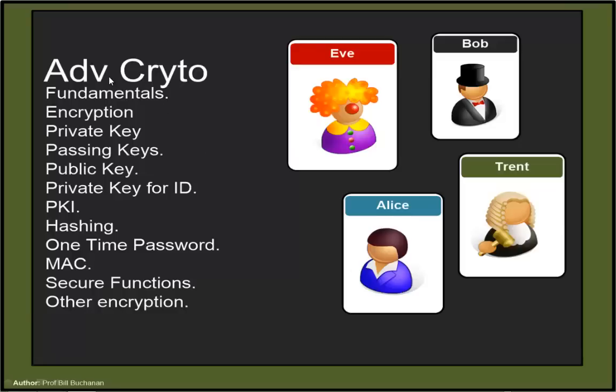In this presentation, we'll be looking at advanced cryptography. We'll look at a few fundamental things that are important before we go on to some of the other areas. But from there, we'll look at general encryption, the usage of private keys, how we pass keys onto public keys, then how we use the private key to prove identity, then on to PKI, hashing methods, one-time passwords, MACs, some secure functions and other encryption methods.